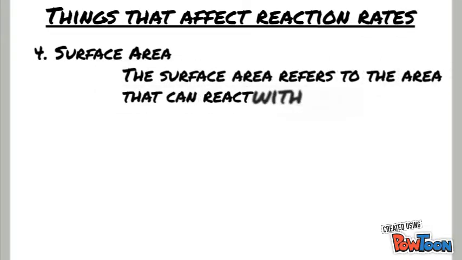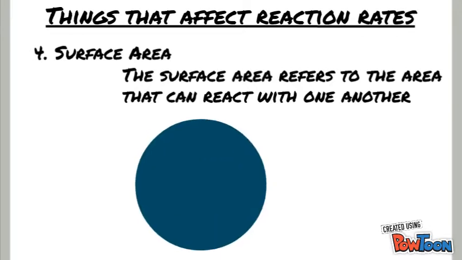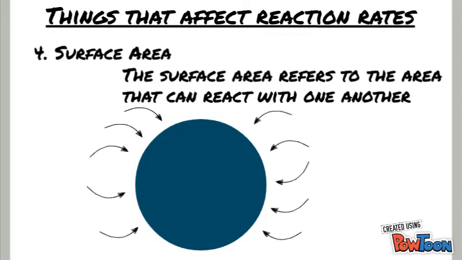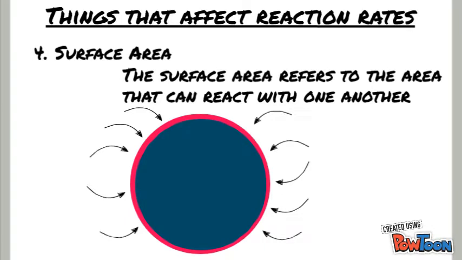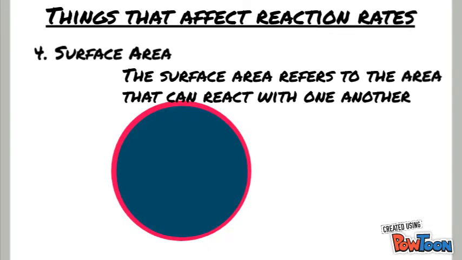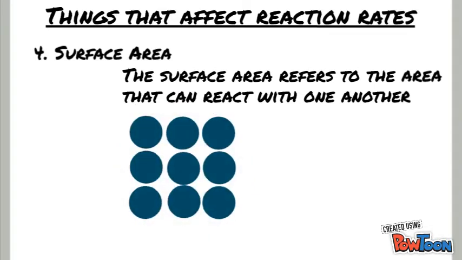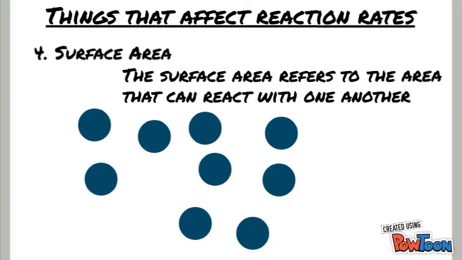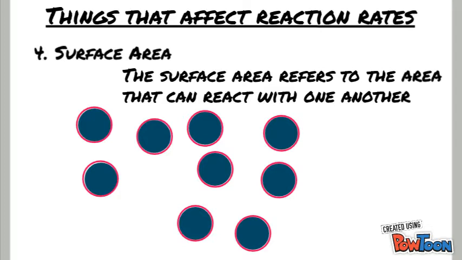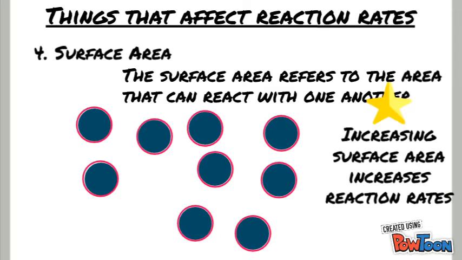The fourth thing is surface area. So the surface area refers to the area that can react with one another. If we took this big ball and put it into a solution, the only thing that the liquid can do is react with the outside. Okay, so we've highlighted this in pink here. If we were to break that ball up into a lot of smaller particles and then put it into the liquid, you can see that there's a lot more surface area and a lot more area where the liquid can react. So again, it's highlighted there in pink. So when you increase the surface area, you increase the reaction rate.